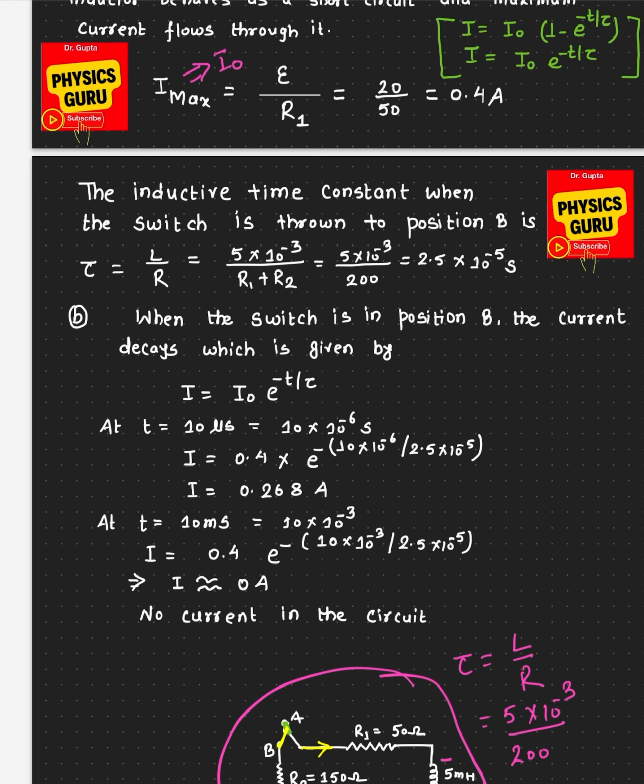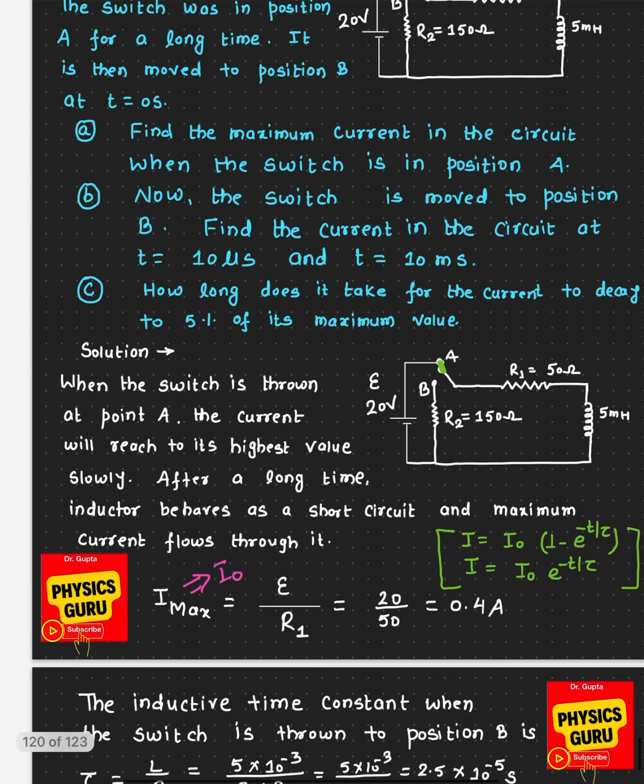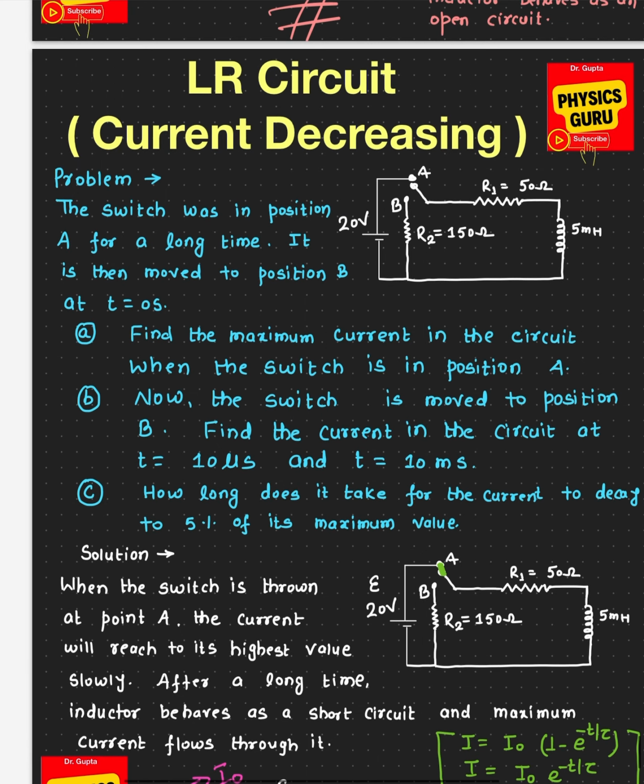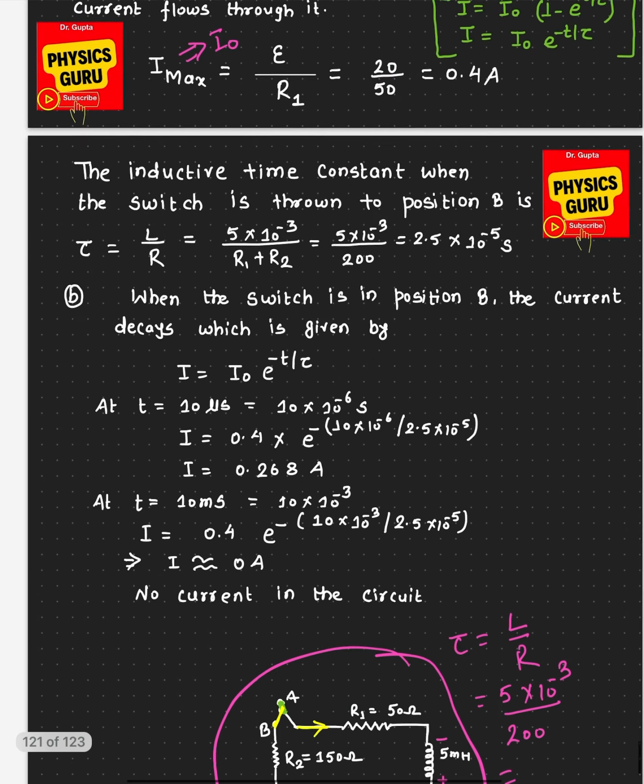Okay, the maximum current is 0.4, and after 10 microsecond there will still be a current in the circuit, but it will be slightly lower, 0.268. And now at 10 millisecond, if you solve it, then this value is approximately 0. You see here that 10 millisecond is a long period of time for this kind of circuit. Okay, so there will be no current in the circuit here. Okay, that's how you find out. All you have to think about here is how the inductor behaves. That's all you have to think.